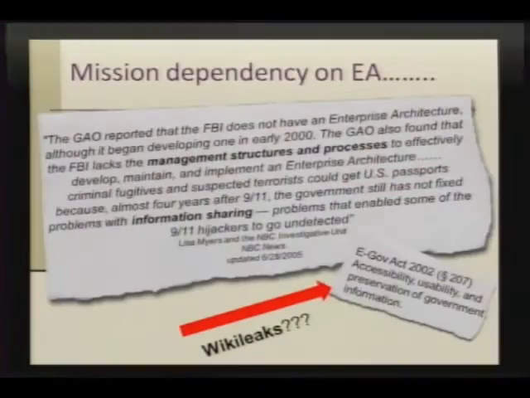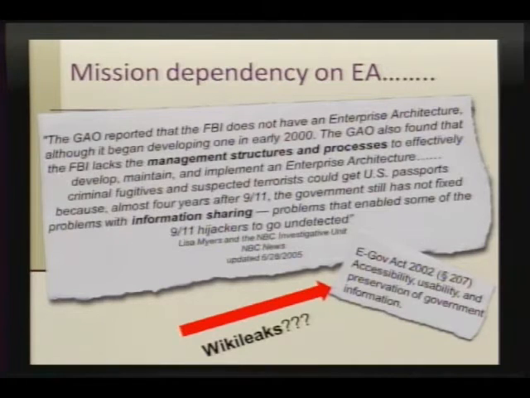Let's talk about mission. Now, what we are talking about here is mission performance. When you talk of the government's mission, what's the cardinal mission of the government? It's national security. And this is a sad situation right here. When we're talking about the FBI, and this is in 2005, they did not have an enterprise architecture.